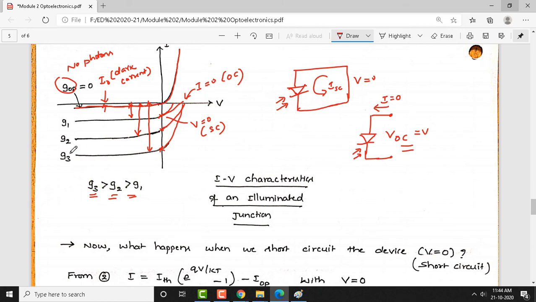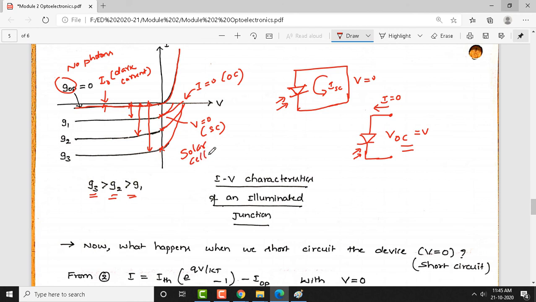Now, to extend this into the fourth quadrant, you need to find the extreme conditions. For the short circuit, we make the voltage 0 in our current equation and find the resulting current. That current we call the short circuit current, and when we make the current 0, we call that the open circuit condition. Under these two conditions we can estimate the points, because this region is very important for us. All our solar cells operate in the fourth quadrant. So, this is the region of operation of solar cells.